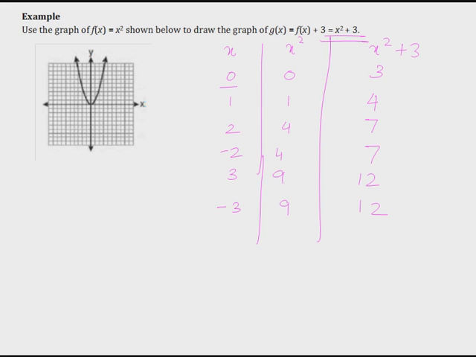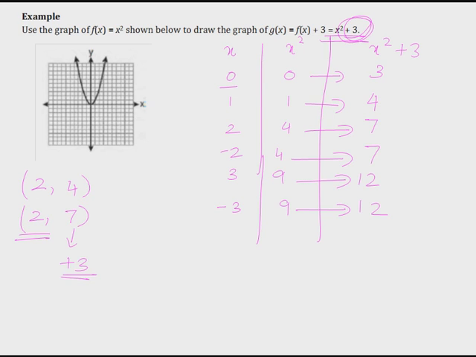So if you compare to the original graph, each y value has been hiked up by 3. For the same x value, the difference in the y values is 3. So if the original graph had the point (2, 4), the new graph has the point (2, 7). For the same x value, the y value has changed by plus 3. That's what the plus 3 in the function does.